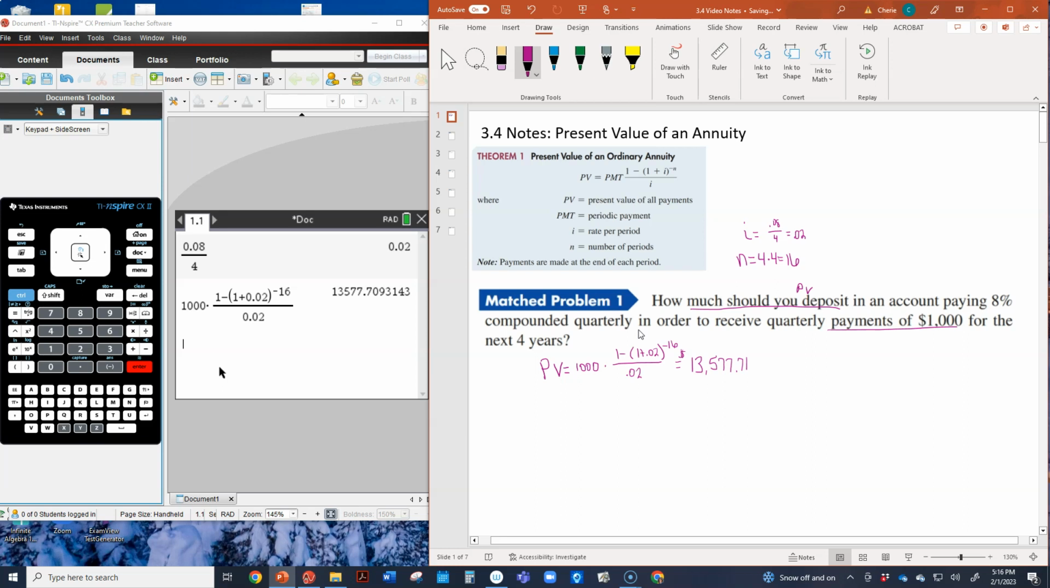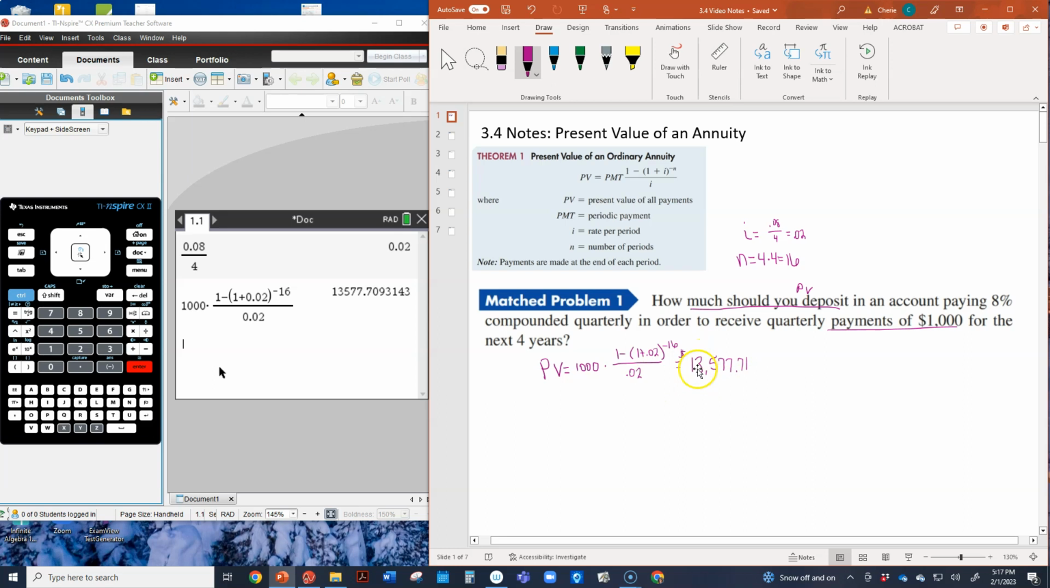So keep in mind, you're going to withdraw $1,000 16 times. So we know that we're going to withdraw $16,000, but you only have to put in $13,577.71. That means that while the money is in there, it is making interest for you. You withdraw $16,000, and you only have to deposit $13,000. So that's how annuities work.